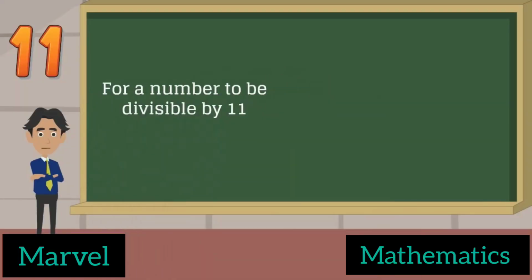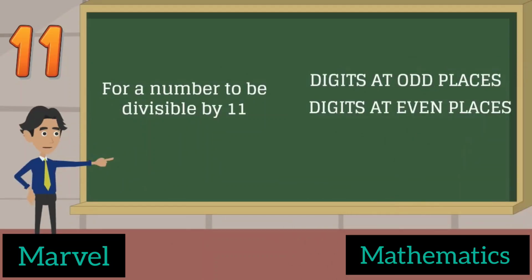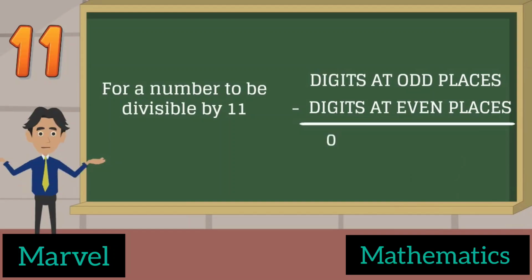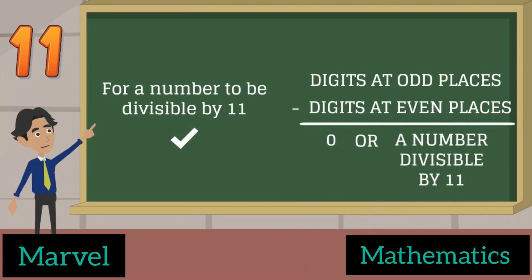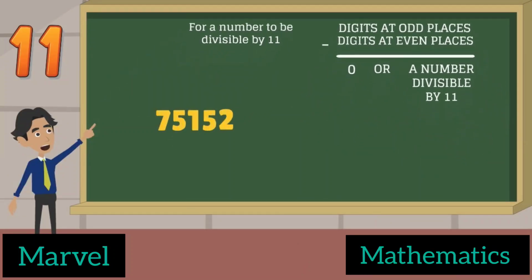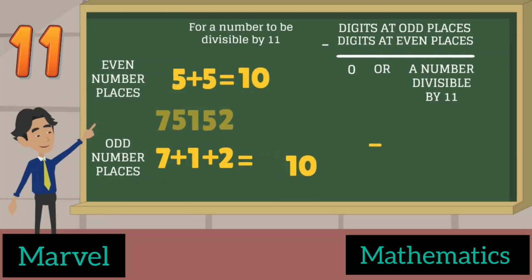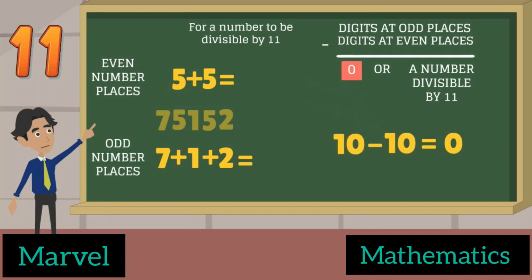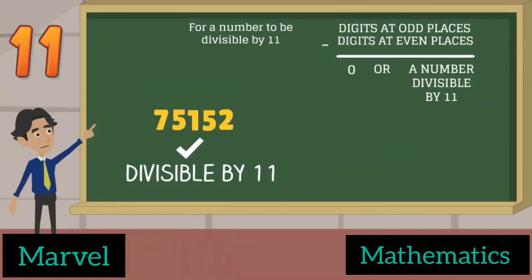The rule for 11 is remarkable. Add all the digits in the odd number places and then add all the digits in the even number places. Subtract the results. If the result is 0 or a number that is divisible by 11, then the entire number is divisible by 11. Example, 75,152: the sum of the digits at the odd number places is 2 plus 1 plus 7, which is 10. The sum of the digits at the even number places is 5 plus 5, which is also 10. Subtracting these two gives us the result 0. So 75,152 is divisible by 11.